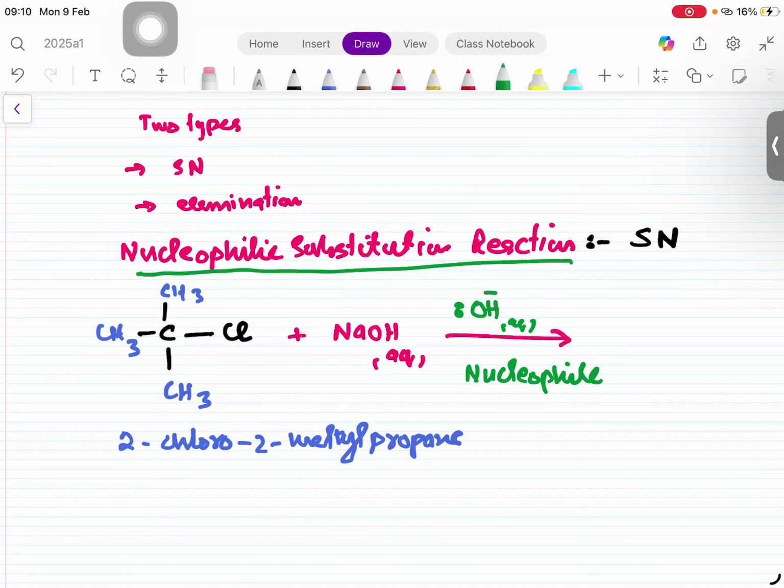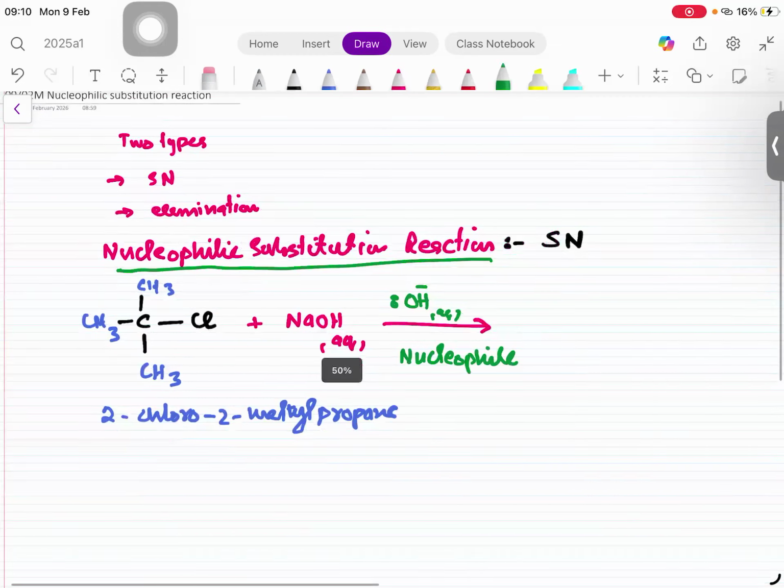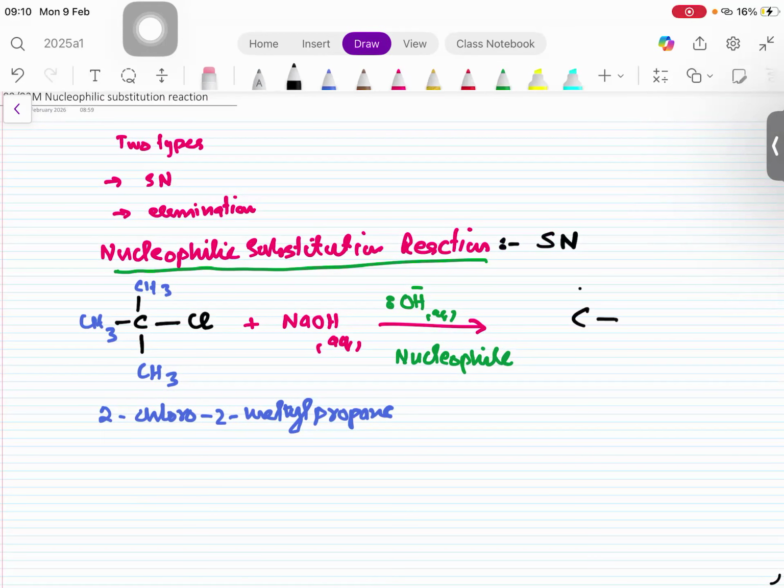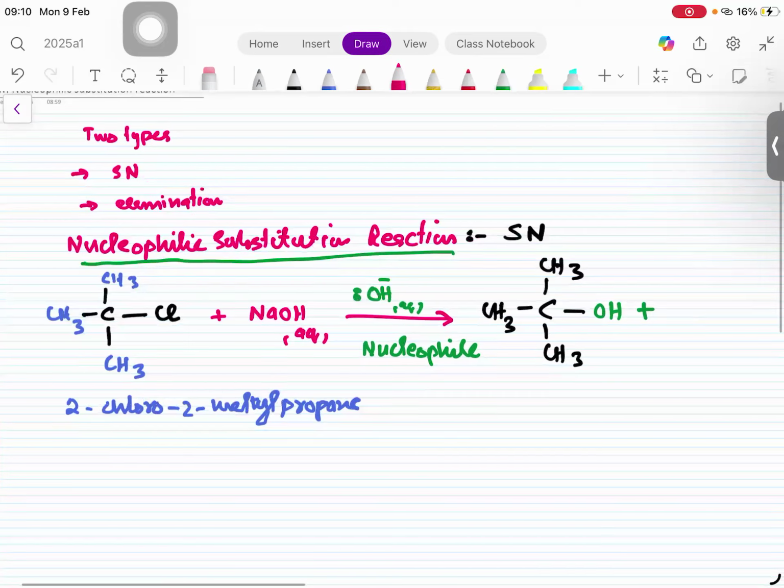The OH will come and take the place of Cl. As a result, the product is (CH3)3C-OH plus NaCl. So the nucleophile of aqueous sodium hydroxide, which is OH negative, comes and takes the place of Cl. This is what we learned in the last class.